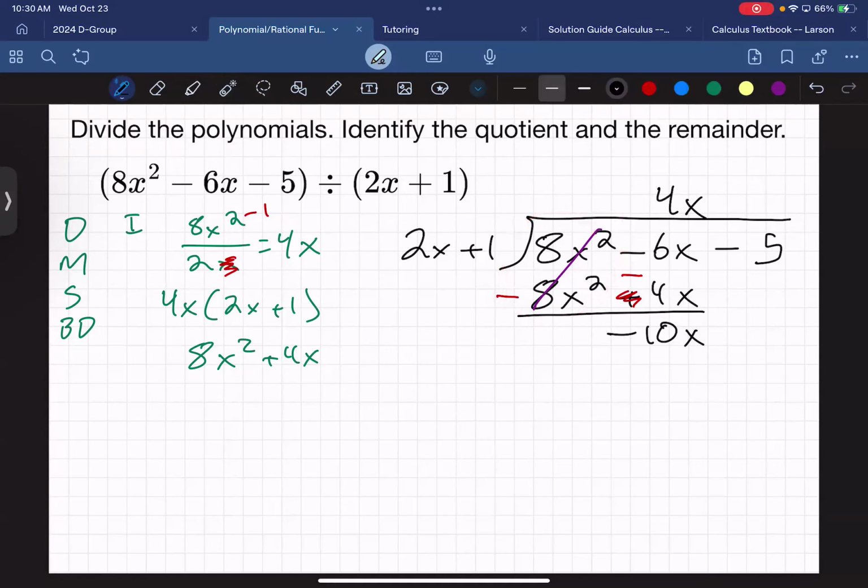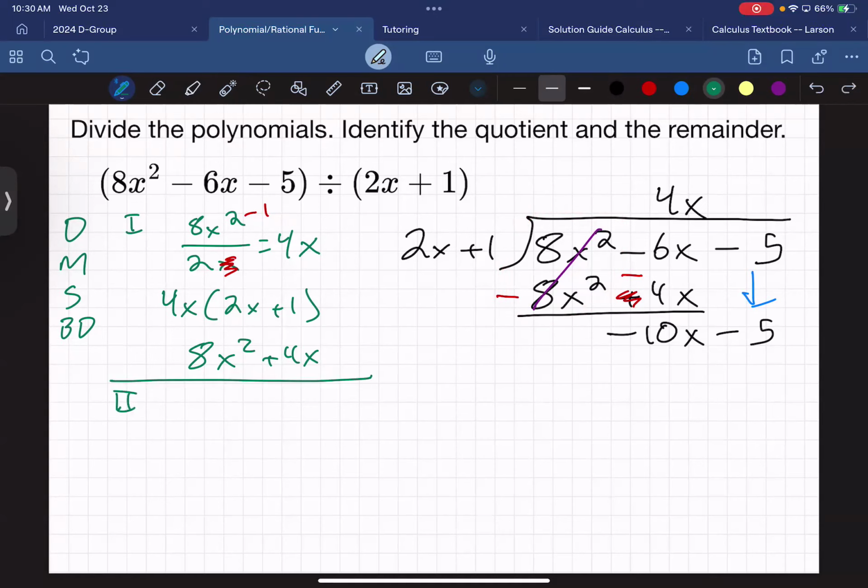Now we can bring this down. And how many terms do we have now? 2. Still 2 terms, right? And guess what? Doesn't that match what we're dividing by? Okay. Where do I go now, though? That's 1 step done, right? And I can go do the second step through.